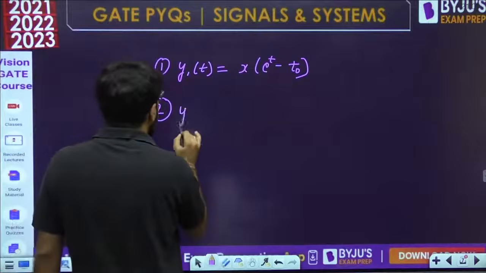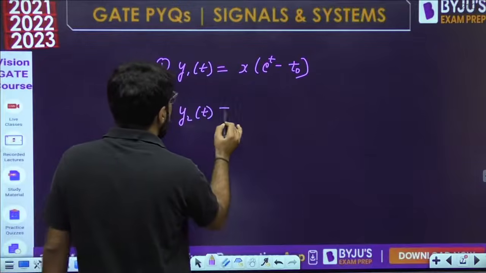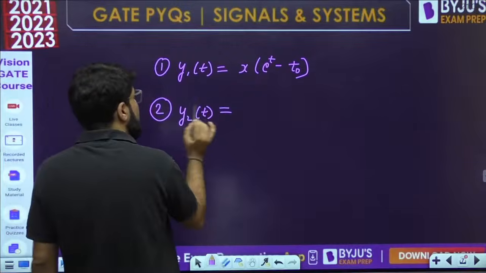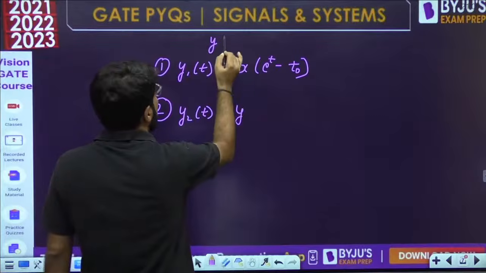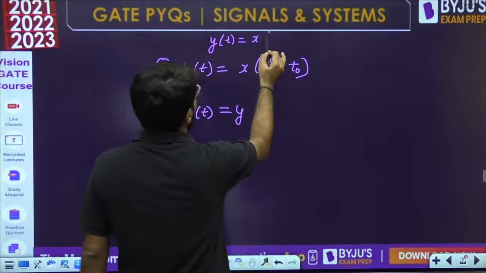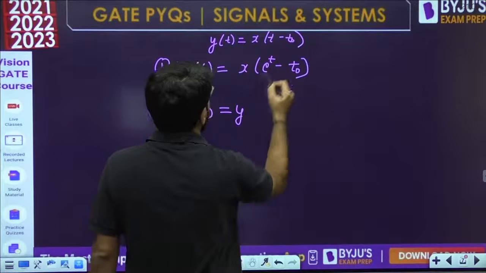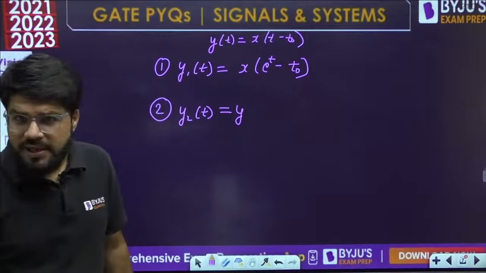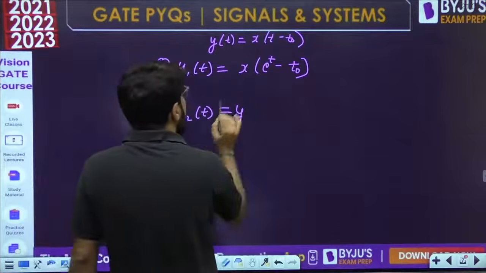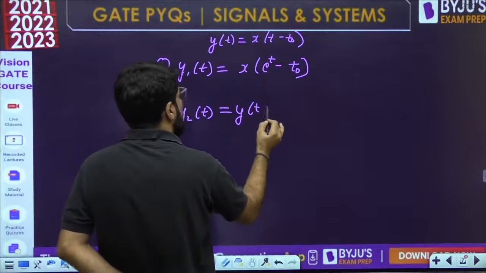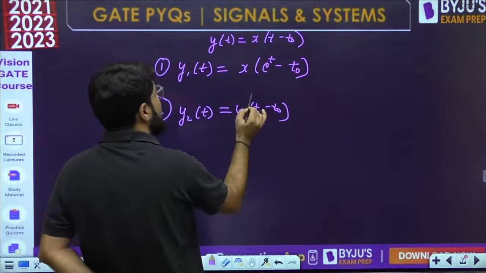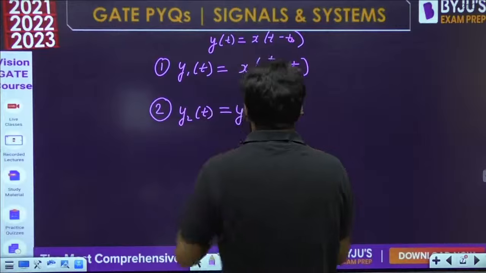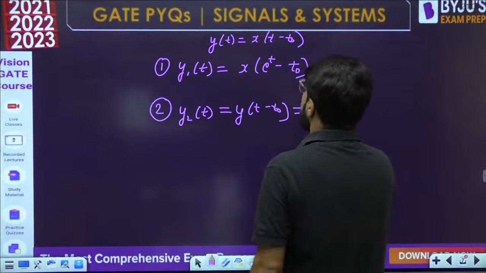On the other hand, if I provide the same delay to the output directly, I have y of t is equal to x of t minus t naught. One is the output due to the delayed input. Now for the other, let me produce a similar delay in the output. Let me calculate y of t minus t naught, and let's say that output is y2 of t.